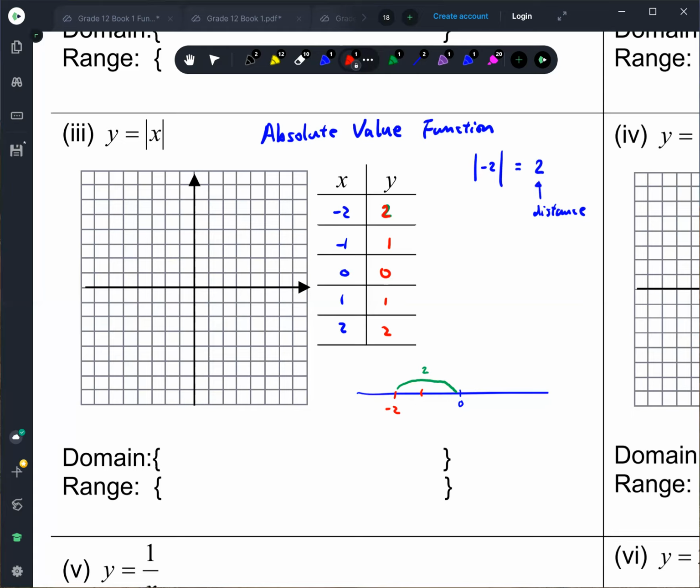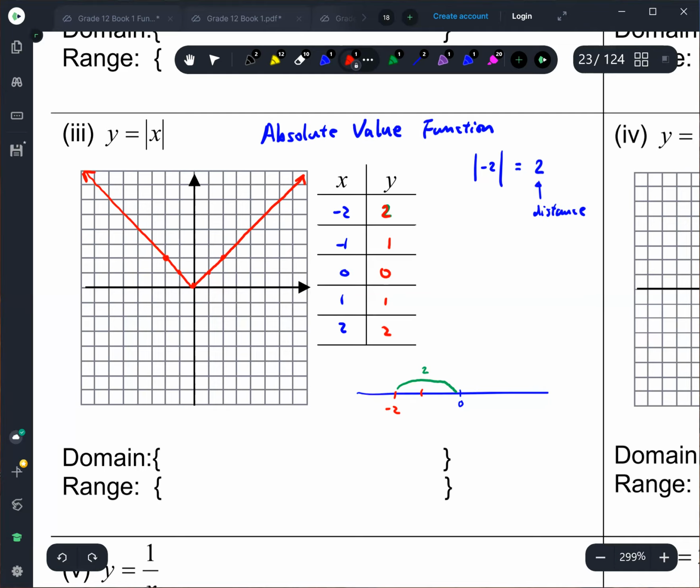So -2 will be here. -1, 1. 0, 0. 1, 1. 2, 2. Okay, so would it be a curved line? Does it look like a curved line? It should be a straight line, okay? So you have a straight line going to the right side like that. Another straight line. V shape.